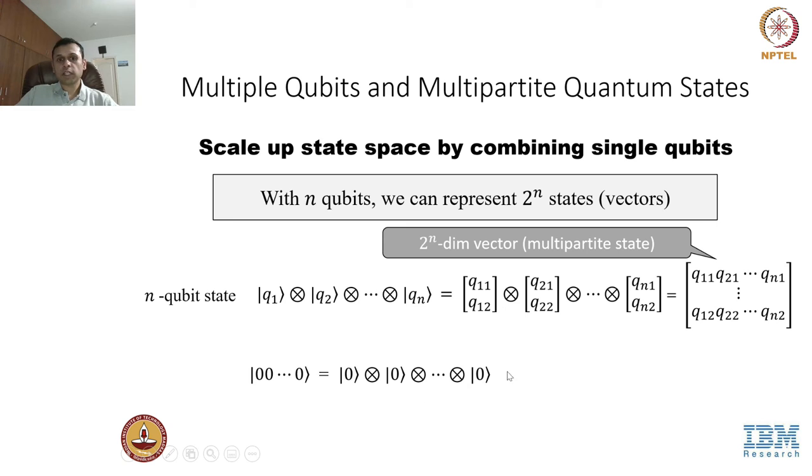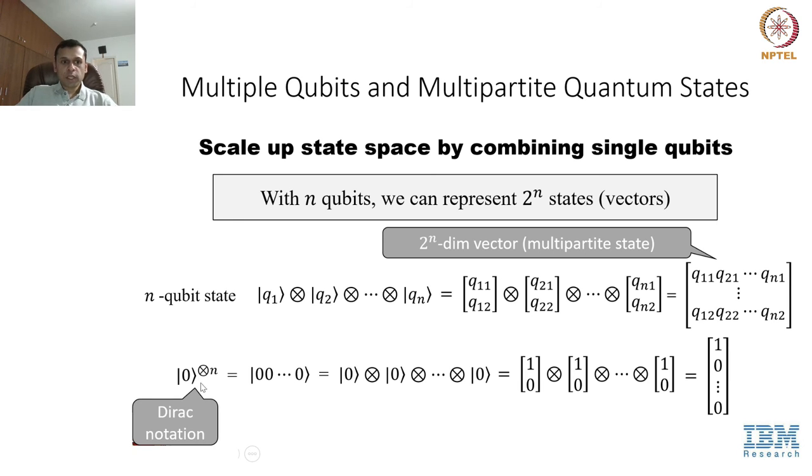And the tensor product form is, as you can see here. We do the matrix or the tensor multiplication. And what we get is the matrix with the first row one followed by 2 to the power n minus 1 zeros in all the subsequent rows. In Dirac notation, this can be represented in a short form using this exponential notation. We can have a ket 0, and this is the tensor product symbol followed by n.